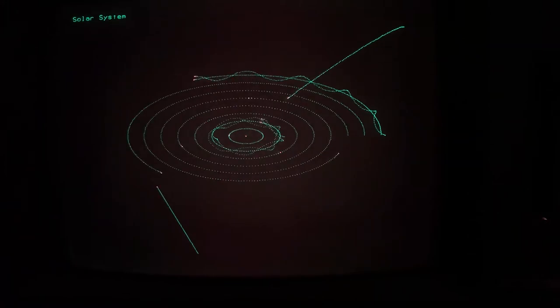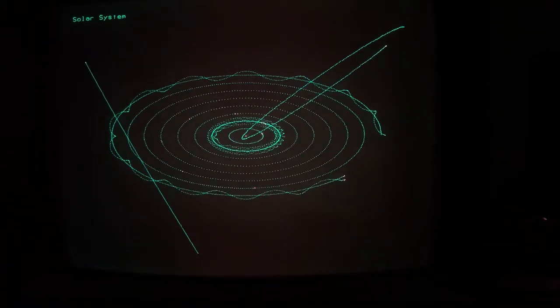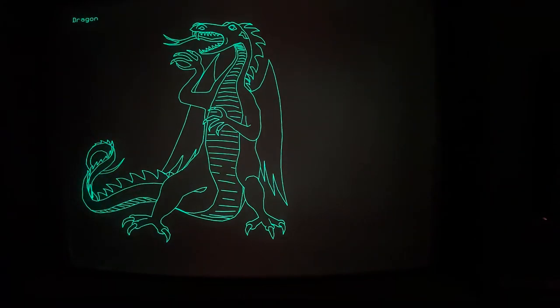I really like this solar system simulation. There is a comet coming in from the upper right corner and going around the sun and orbiting moons around a couple of the planets.